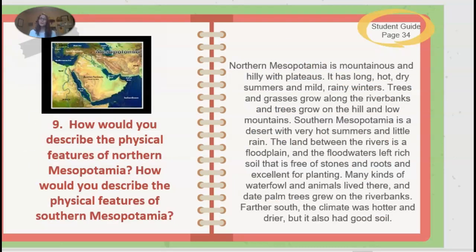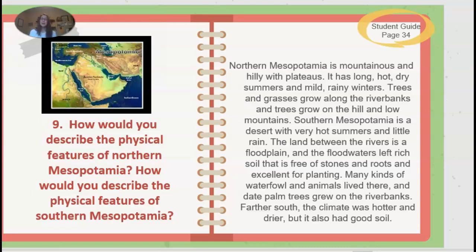Number 9, how would you describe the physical features of northern Mesopotamia? How would you describe the physical features of southern Mesopotamia? Northern Mesopotamia is mountainous and hilly with plateaus. It has long, hot, dry summers and mild, rainy winters. Trees and grasses grow along the riverbanks, and trees grow on the hills and low mountains.